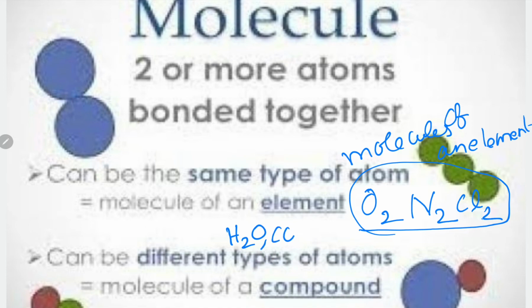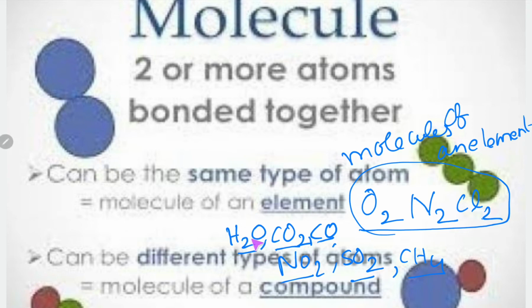H2O, CO2, CO, NO2, SO2, CH4. What are all these? This is water, carbon dioxide, carbon monoxide, nitrogen dioxide, sulfur dioxide, CH4, methane. All of these are made of different types of atoms. So they all are compounds.